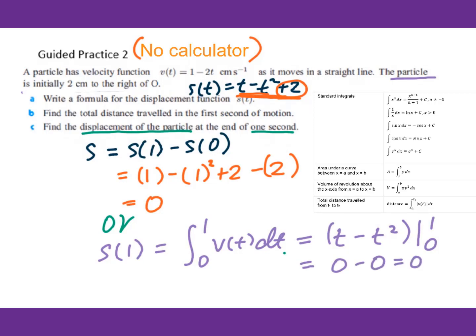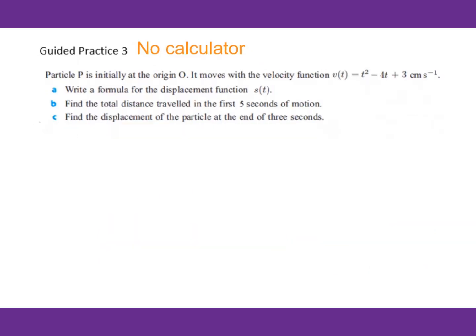So if the problem is not calculator based, you have to do the sign diagram for the velocity so that you can work out the distance traveled. But if you have a graphing calculator, you can use this formula to get the answer directly from the graphing calculator. Guided practice 3 is still not calculator based.